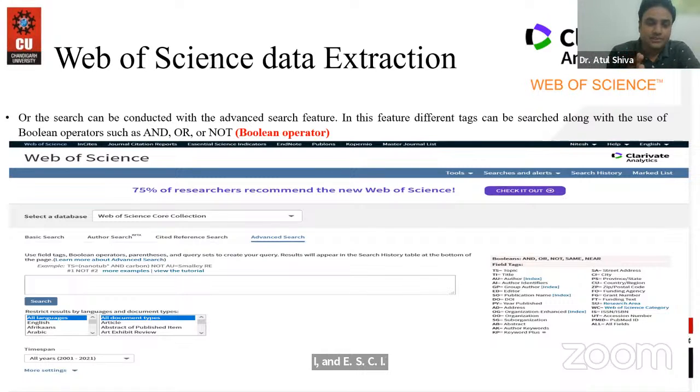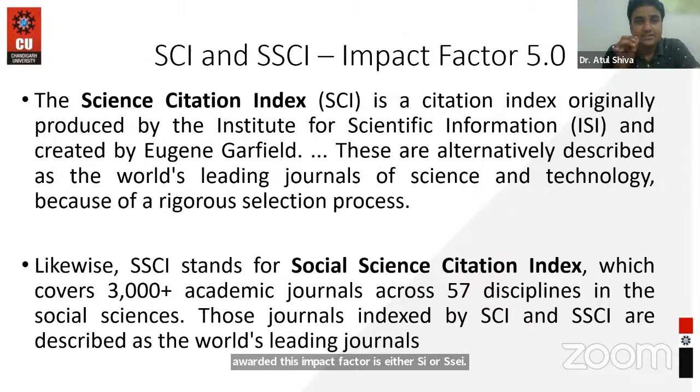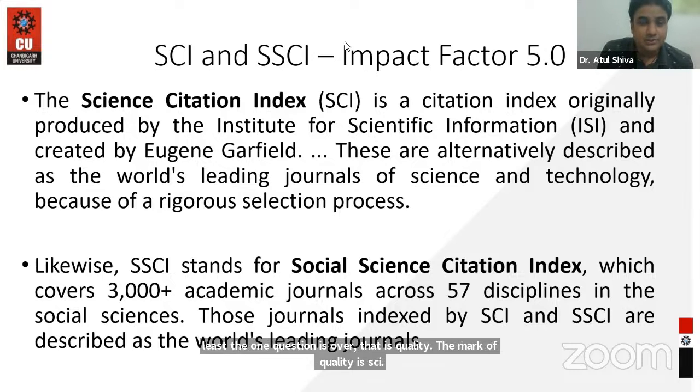Some journals are only in Scopus, but they don't have an impact factor. You should try to search only those papers which have some impact factor. And any journal that has been awarded an impact factor is either SCI or SSCI, right? The Science Citation Index is a citation index given by ISI and created by Eugene Garfield. It is described as the world's leading journal of science and technology, and it is selected after a rigorous selection process. If somebody is given an impact factor, you can think that at least one question is over. That is quality. The mark of quality is an SCI journal. It is going to tell you what the impact factor is.